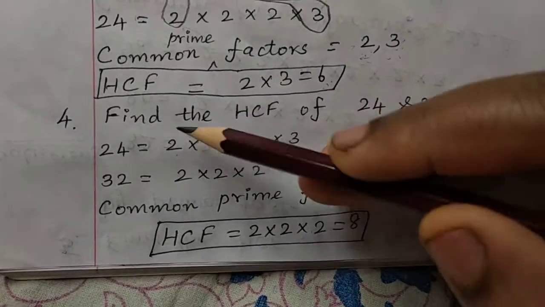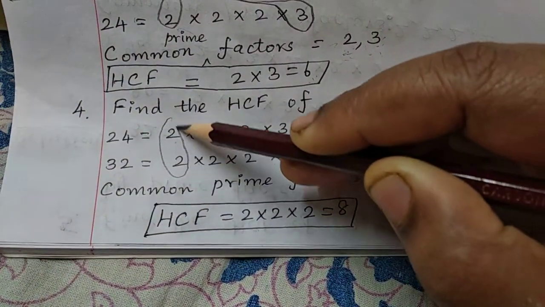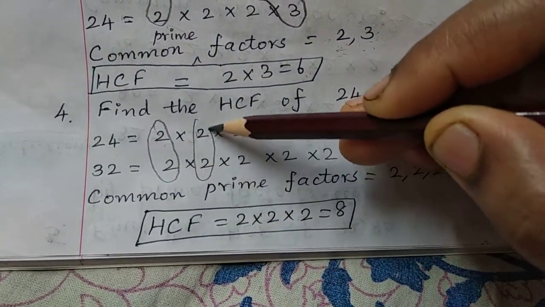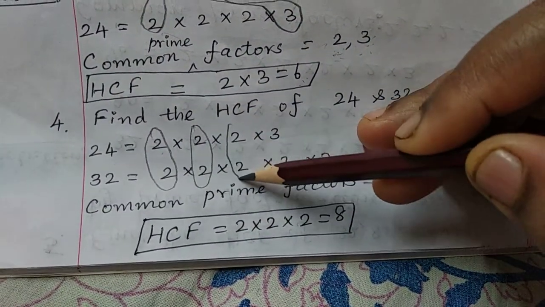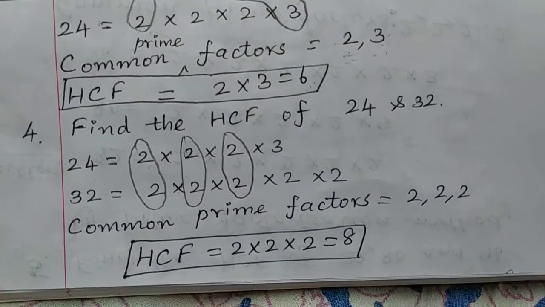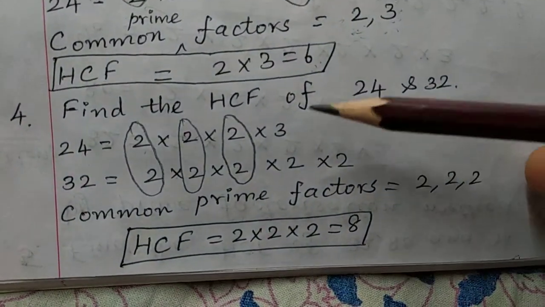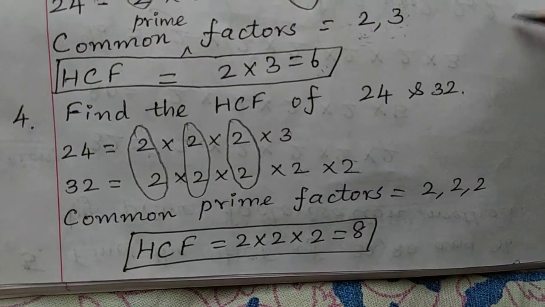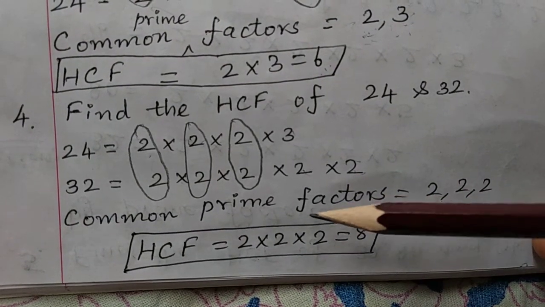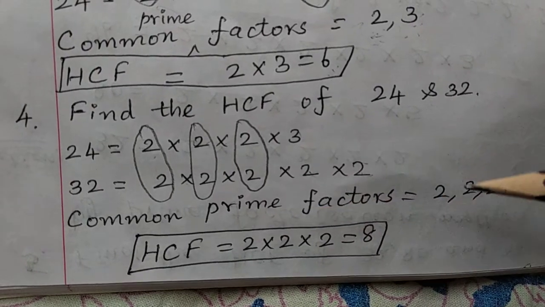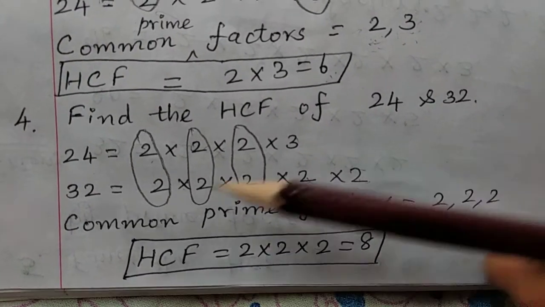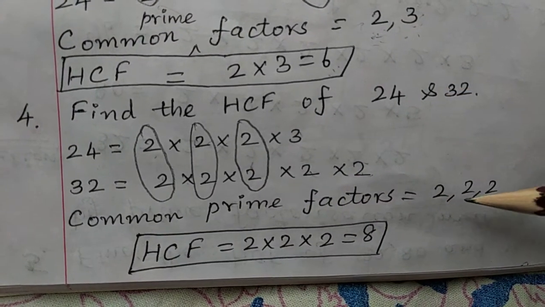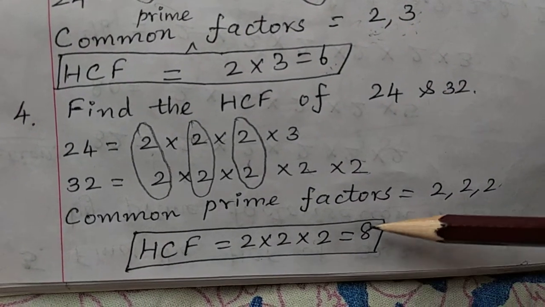So common prime factors. One time 2 is common. The second time 2 is common. 2 is common 3 times. You should not consider this 3 and these two numbers. You have to consider only common prime factors. So 2, 2 and 2 are the common prime factors. So HCF is equal to 2 into 2 into 2, which is equal to 8.